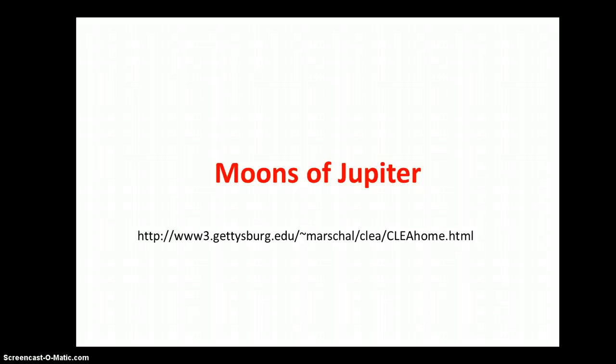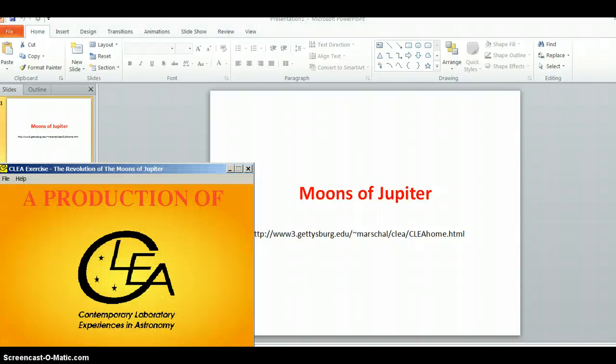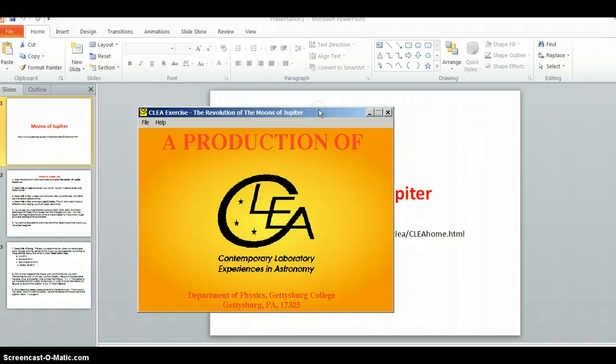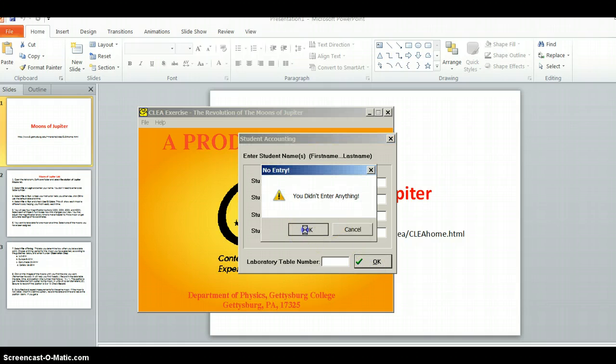I'm going to explain how the Moon of Jupiter Labs works. In particular, I'm going to show you how to work with the software. Remember, we are going to use the CLEA lab, in particular the revolution of the moons of Jupiter. Initially, what you have to do is just log in. You can put the names of the students, but if you are by yourself, you don't have to put anything. You can just skip this portion.